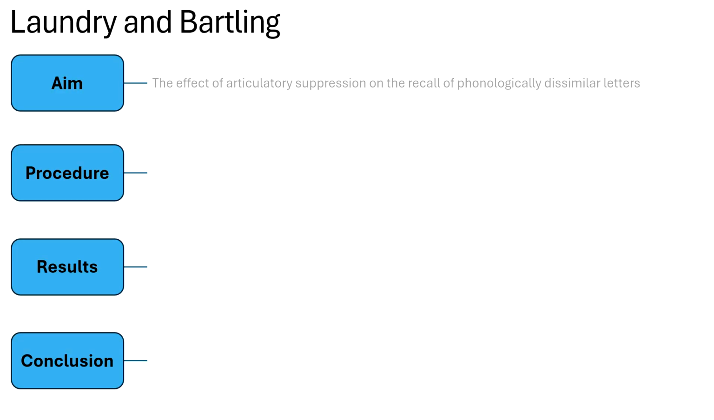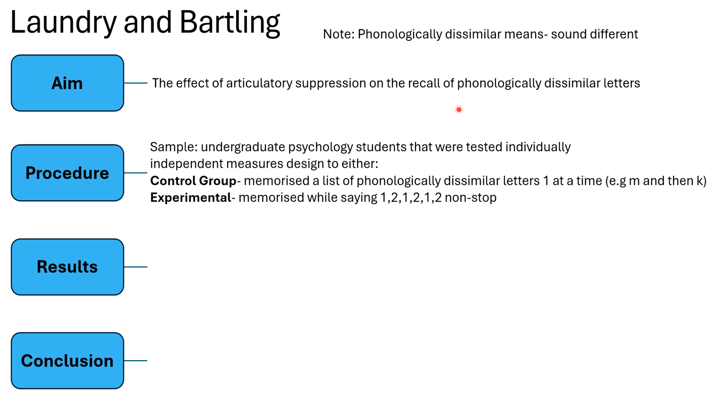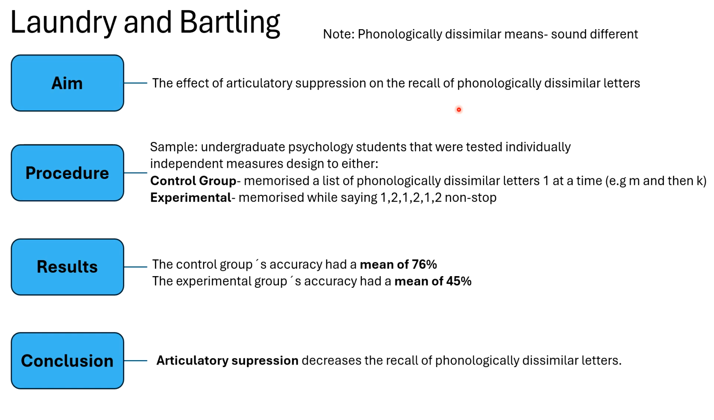Larsen and Baddeley investigated the effect of articulatory suppression, so the suppression of the inner voice or articulatory control, which you should remember is a part of the phonological loop, on the recall of phonologically dissimilar letters, which basically means letters that sound different. The procedure is pretty straightforward, and so are the results and conclusion.